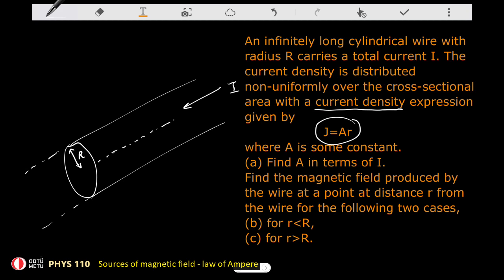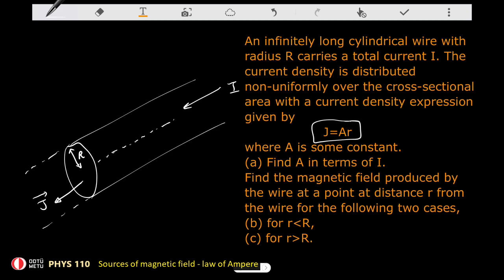Let's just remember that current density is really a vector, but I just describe its magnitude in here, not the direction, because there's actually only one possibility for the direction of the current density. It should always be parallel to the axis of the cylinder. As a result, we don't have much choice in here. That's the reason why we only specify its position dependence.